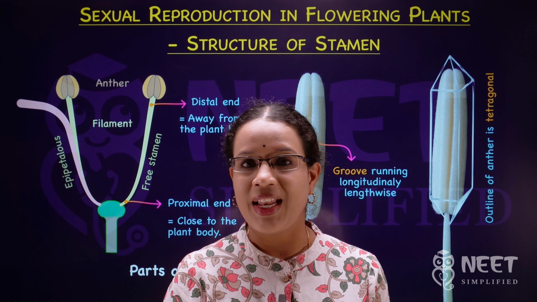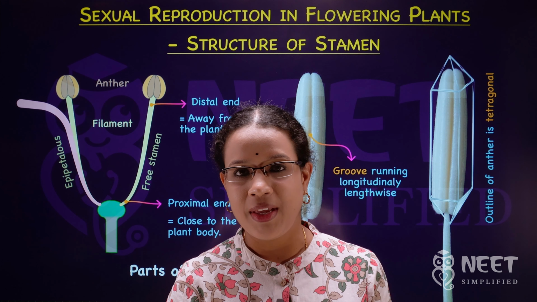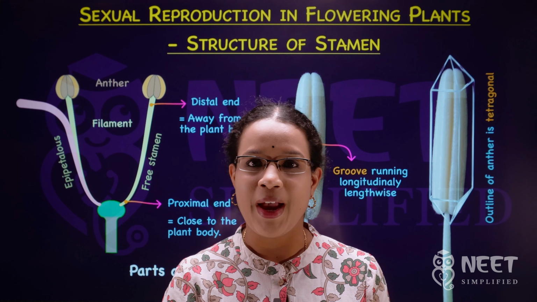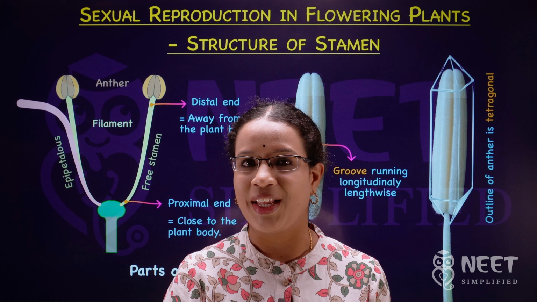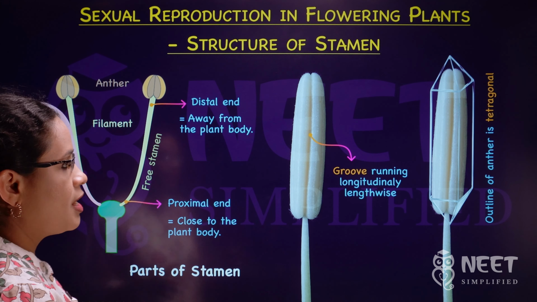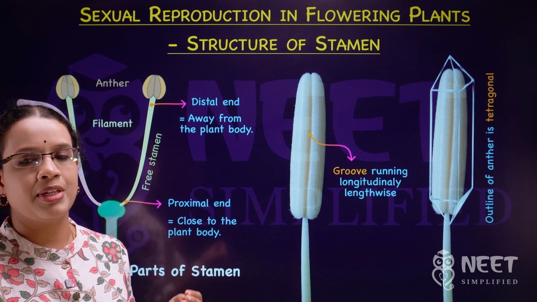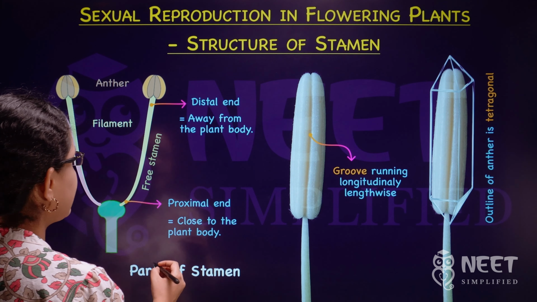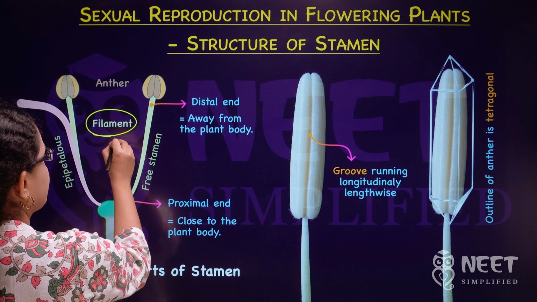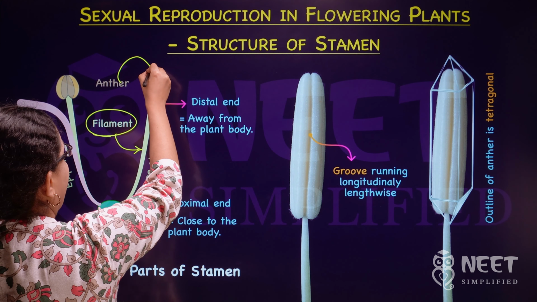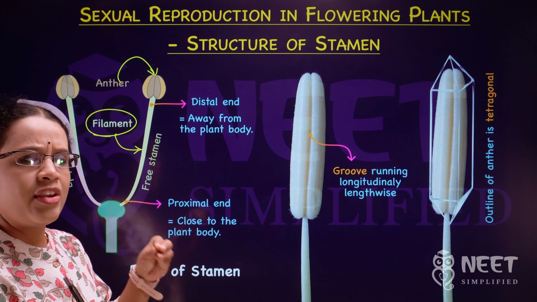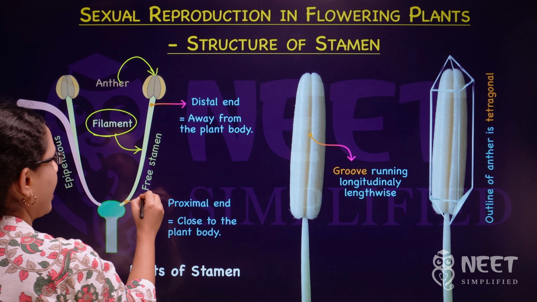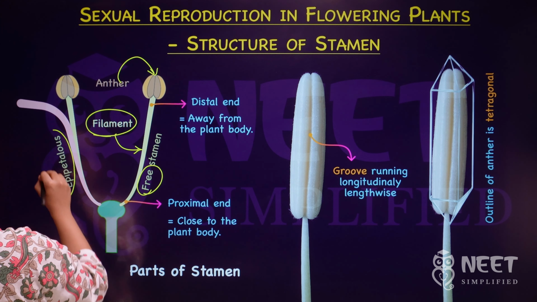So to begin with, let's understand the structure of stamen, and then we'll go ahead for the microsporogenesis and the pollen development. Coming to the structure of stamen, we are all aware of the simple structure of stamen, which has a filament and the anther. Let's understand that we find two types of stamens. One are free and the other are epipetalous.